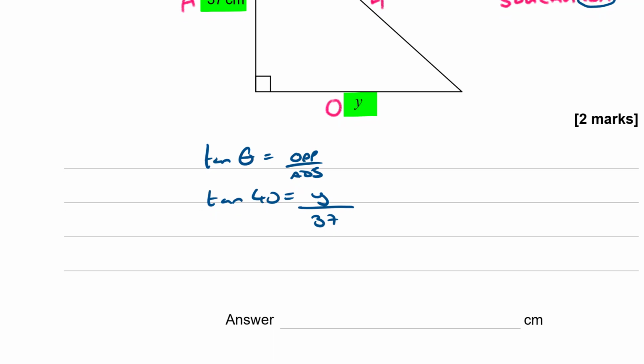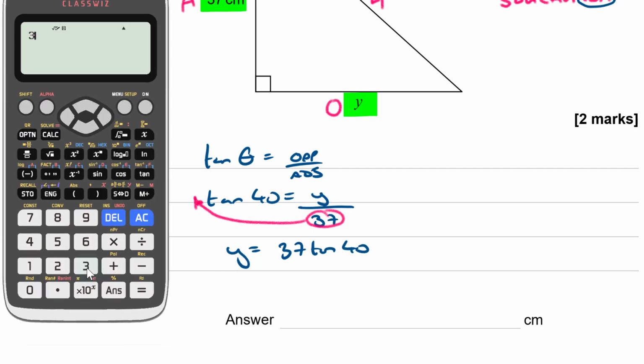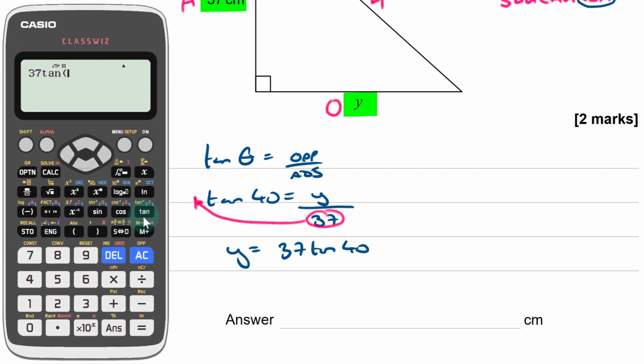Okay, rearranging for y equals 37 tan 40. Look, I can just take that 37 there and move it up there. That's what I'm doing. And I can type then 37 tan 40 into the calculator, which gives me 31.04 in a bit. I'm going to round that off to 3 significant figures. So I'm going to round that down to 31.0. So my answer is 31.0.